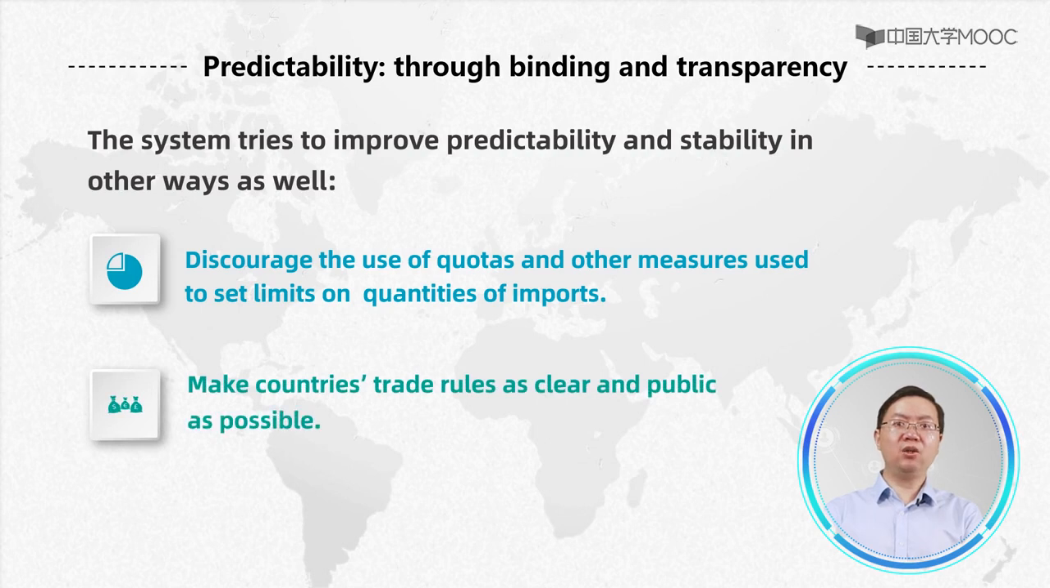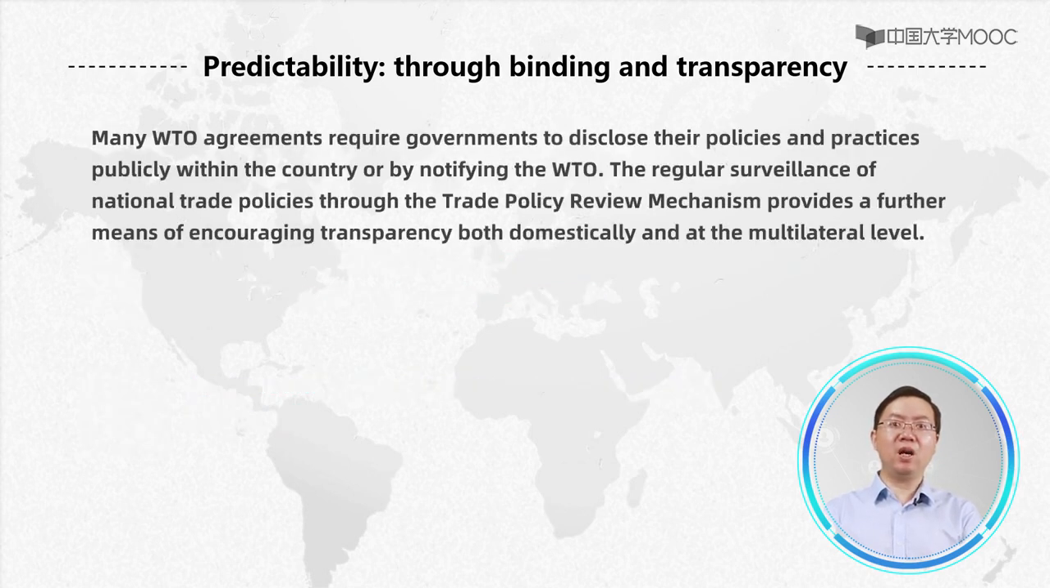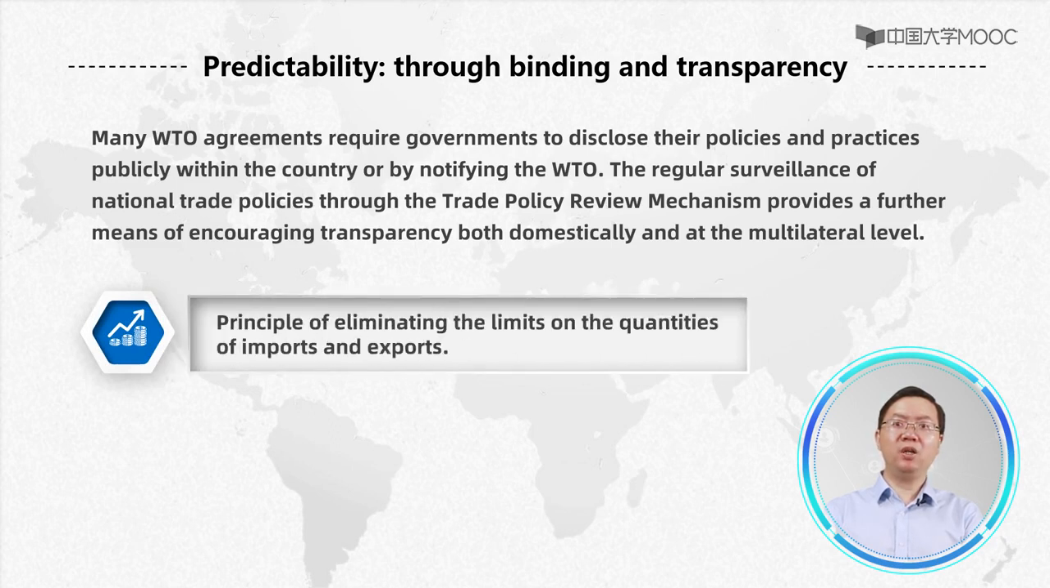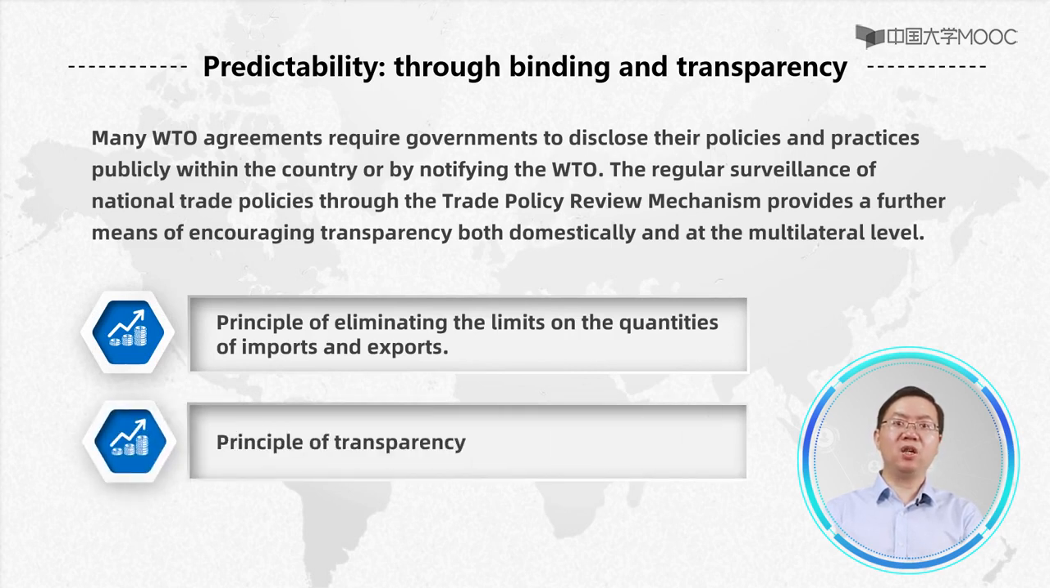Another is to make countries' trade rules as clear and public as possible. Many WTO agreements require governments to disclose their policies and practices publicly within the country or by notifying the WTO. The regular surveillance of national trade policies through the Trade Policy Review Mechanism provides a further means of encouraging transparency both domestically and at multilateral level. As for this, some textbooks conclude them into 2 separate principles. One is the principle of eliminating the limits on the quantities of imports and exports. One is the principle of transparency.